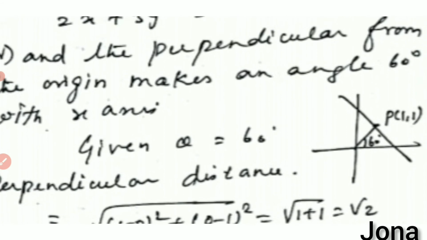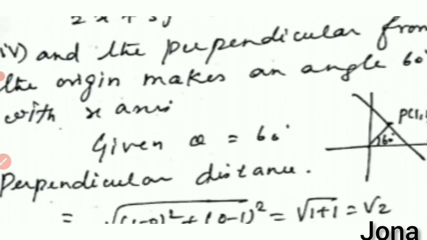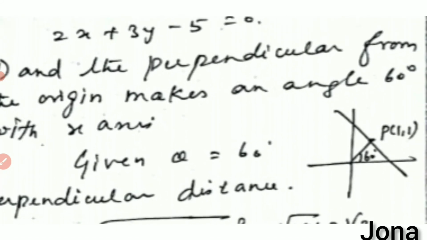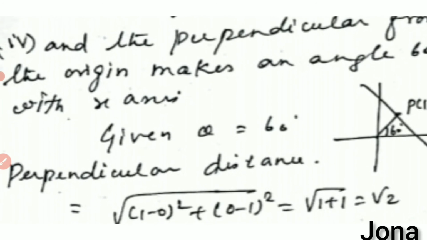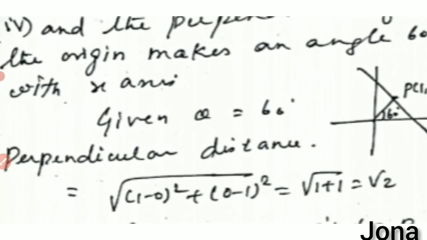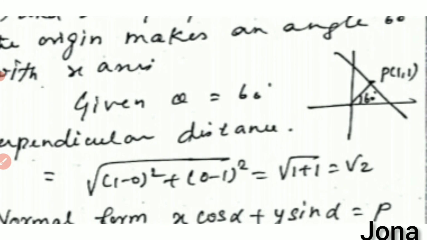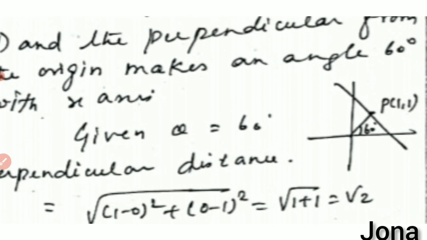Fourth one, it is passing through the point (1, 1) and the perpendicular from the origin makes an angle 60 degree with x-axis. Here it's given clearly that it makes the angle 60 degree with x-axis. So given theta equal to 60 degree. That perpendicular distance is nothing but the distance from (1, 1) to the origin. Here it's given perpendicular from the origin.